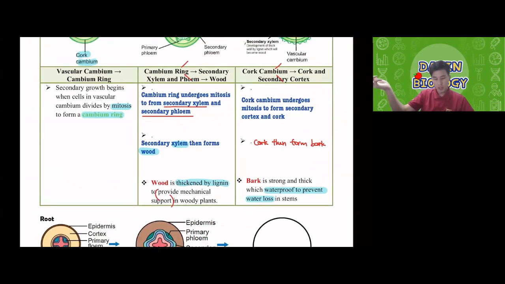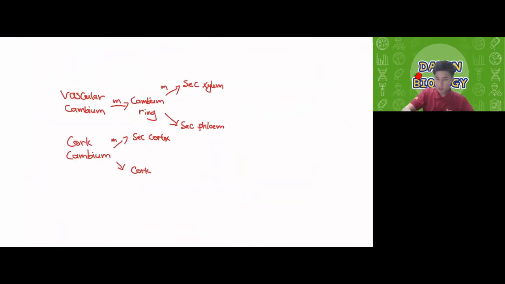So just remember this thing that I drew for you. Of course, behind here, I form one more: wood. And bark. The bark is here.